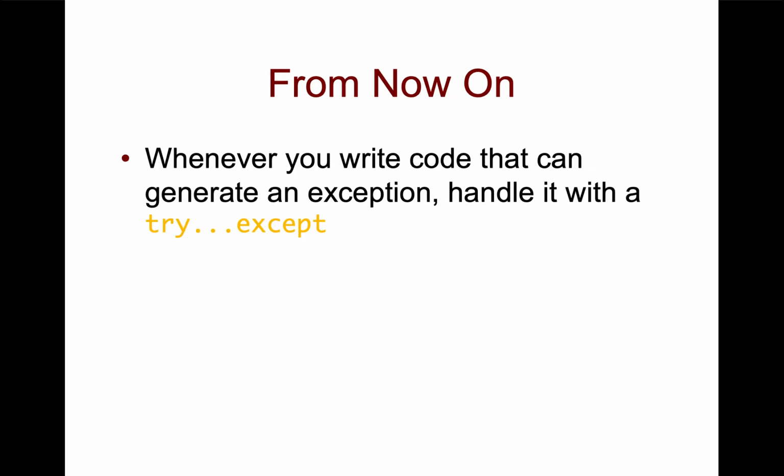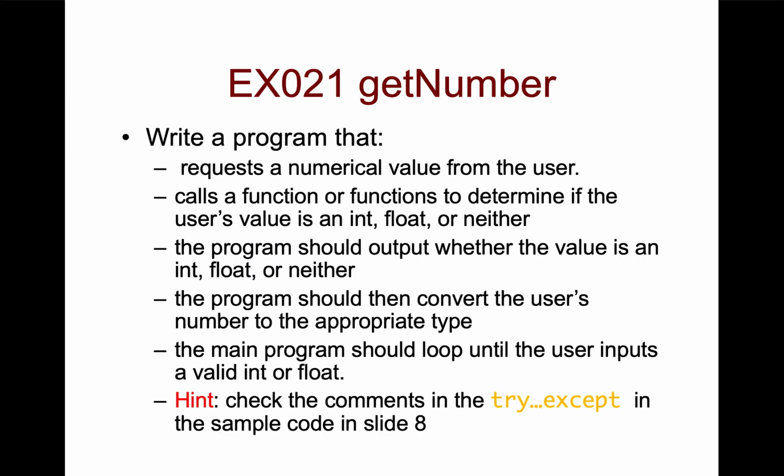So from now on, whenever you write code that can generate an exception, I want you to handle it with a try except. Okay, so here's the exercise that goes along with this lesson. You should write a program that requests a numerical value from the user. Then it's going to call a function or functions to determine if the user's value is an int, a float, or neither of those two things. So you can have more than one function if you want. The program should output whether the value is an int, a float, or neither. And the program should then, if possible, convert the user's number to the appropriate type.